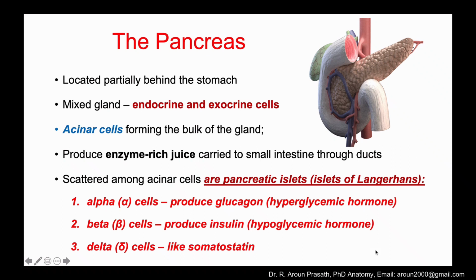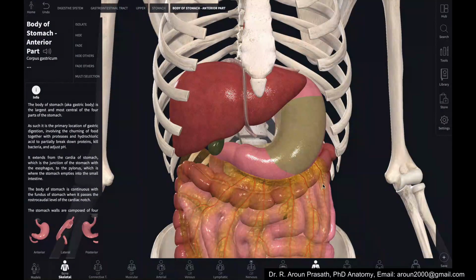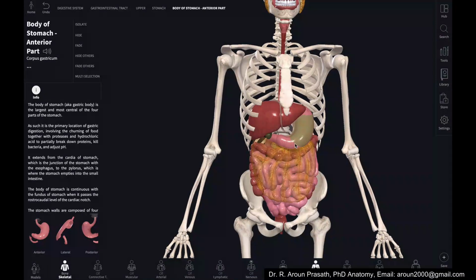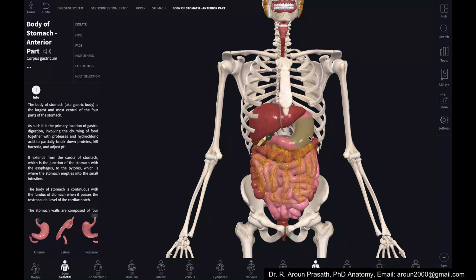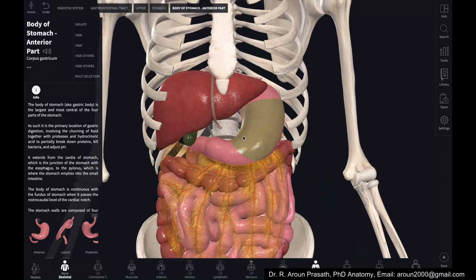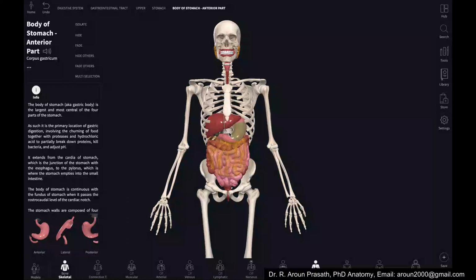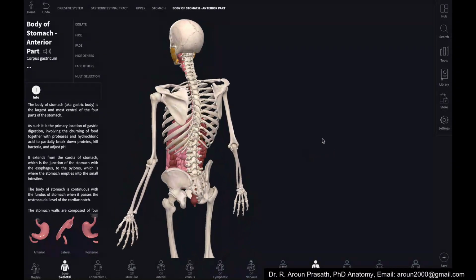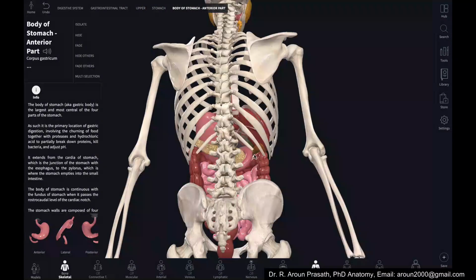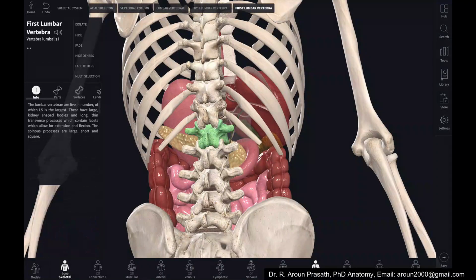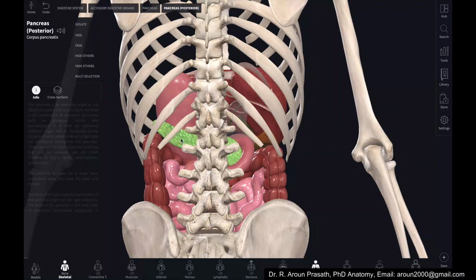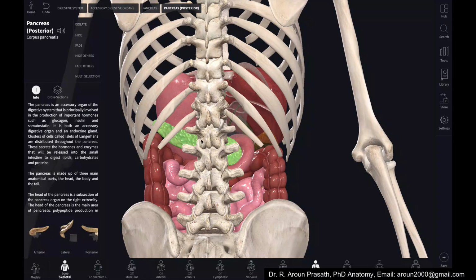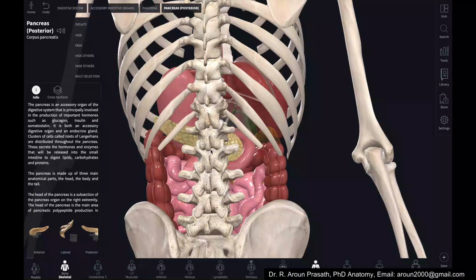So let us see the location of the pancreas now. The pancreas acts as a digestive system organ as well as an endocrine system organ. If you look at the posterior aspect of the body, this is the vertebral column. This is the first lumbar vertebra and the second lumbar vertebra. In this area, before the vertebra, you have the retroperitoneal space where the pancreas is located.